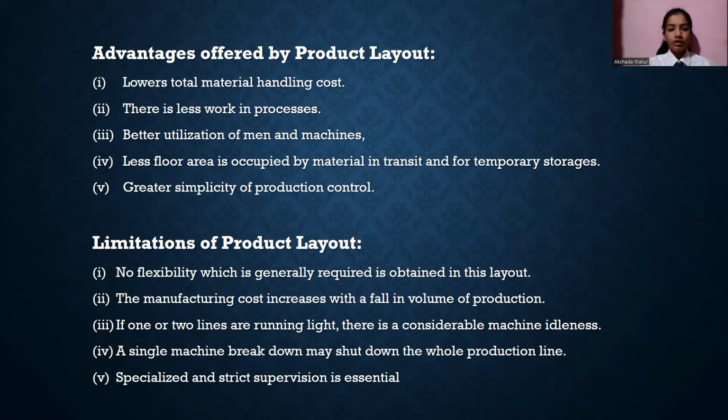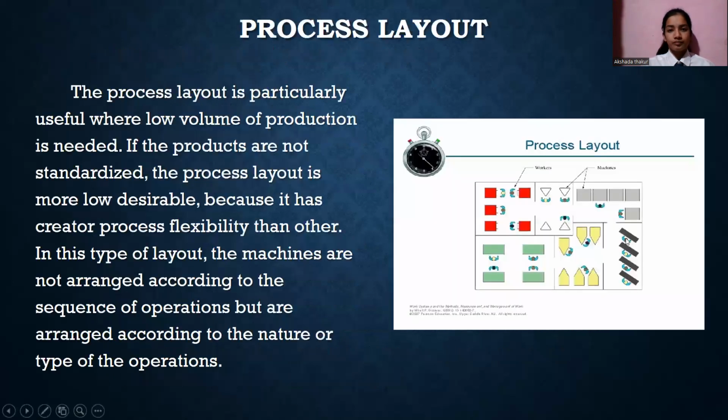Limitations of product layout. No flexibility, which is generally required, is obtained in this layout. The manufacturing cost increases with a fall in volume of production. If 1 or 2 lines are running light, there is considerable machine idleness. A single machine breakdown may shut down the whole production line. Specialized and strict supervision is essential.